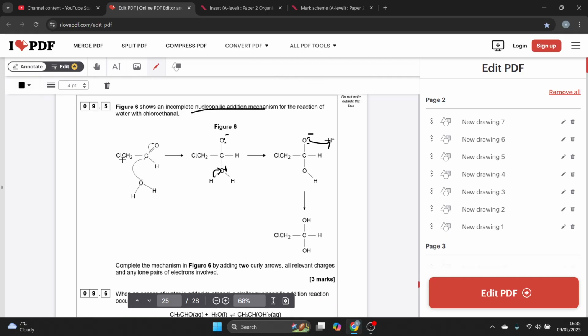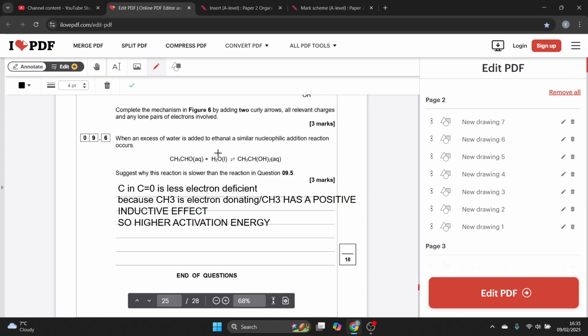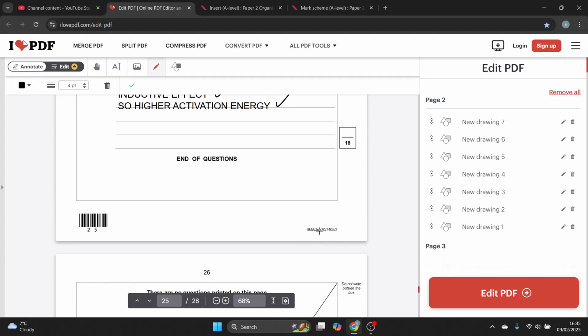Whereas with this, you haven't got an alkyl, slash CH3 group. Therefore, no positive inductive effect. It's not going to be electron donating. Therefore, lower activation energy. But it says to suggest why this reaction is slower: because the carbon in C double bond O is less electron deficient because the CH3 is electron donating, slash CH3 has a positive inductive effect, so higher activation energy, therefore slower rate of reaction. And that is the end of this paper.